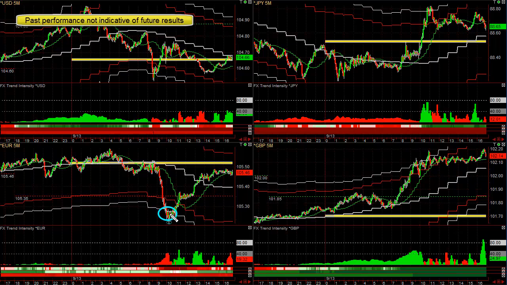The euro is down too far and likely to reverse up. Dollar is down too much, likely to reverse up. Yen's up too much, likely to reverse down. Same thing here with the pound. And these are some of the easier ways of trading. You want to simply buy the strong currencies like the pound versus the weak one, the yen and the dollar.